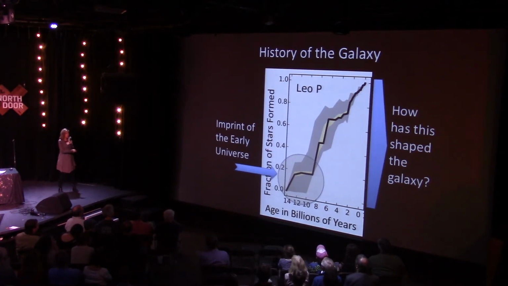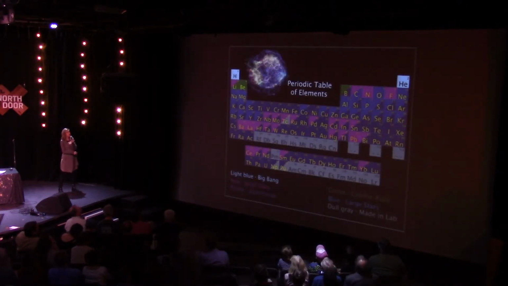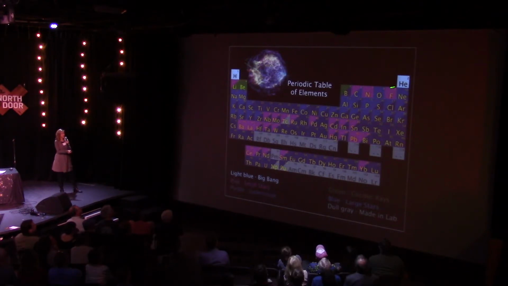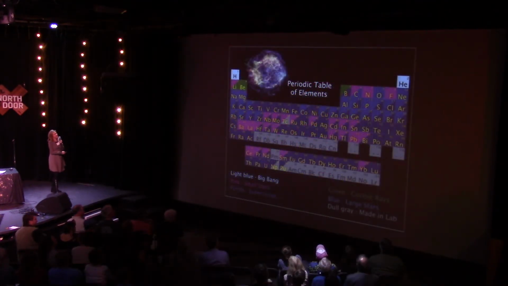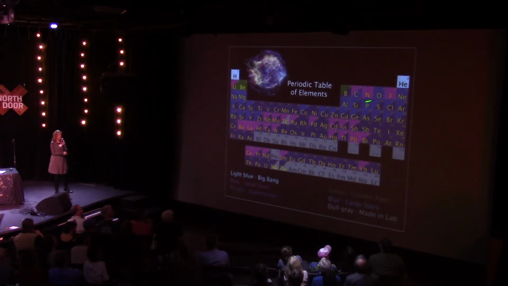So if we look at the periodic table, this is color-coded by what made the element. So in the very top here, hydrogen and helium were made in the Big Bang, but the other elements were made either in small stars, the pink one, or the purple one was made in supernovae. The blue color is made from large stars, and these gray ones here are made by people in a lab. Let's focus on oxygen. We know oxygen is made in large stars.